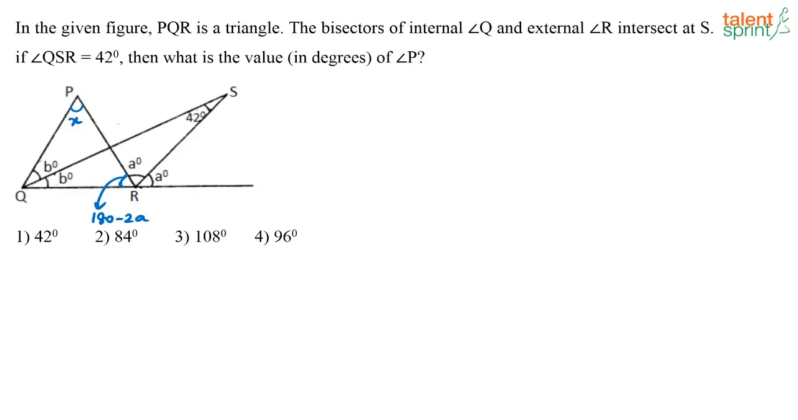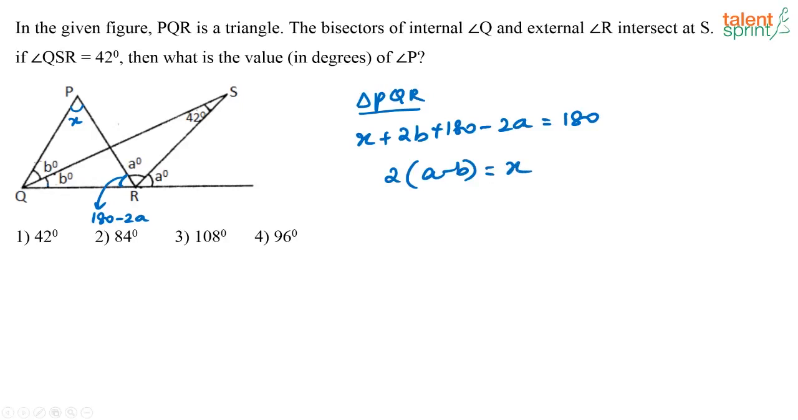Now first let me consider the triangle PQR. What should I find out? I have to find out the value of X. Now if I consider triangle PQR, what is the sum of the angles of this triangle? It is nothing but X plus B plus B, right? X plus 2B plus 180 minus 2A is equal to 180, or I can say 2 into (A minus B) is equal to X. So this is the first equation that I get using triangle PQR.